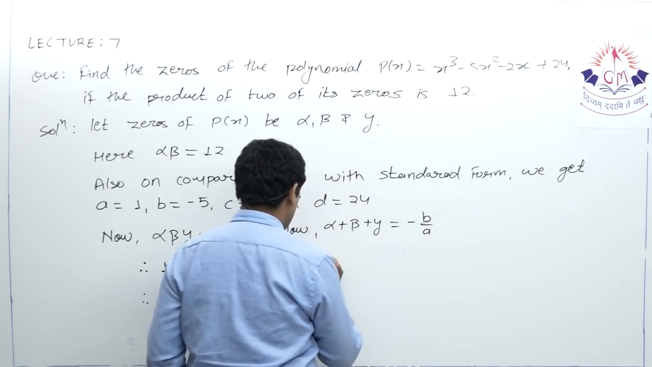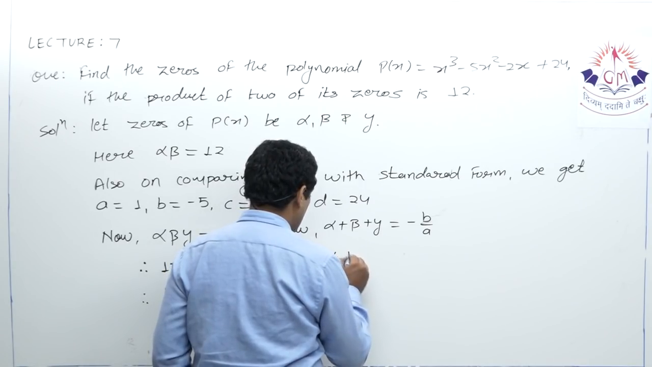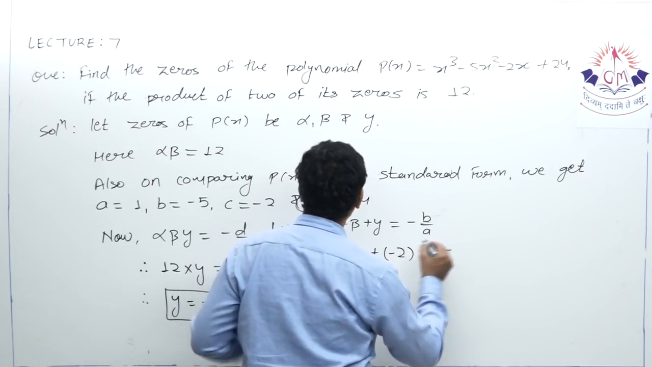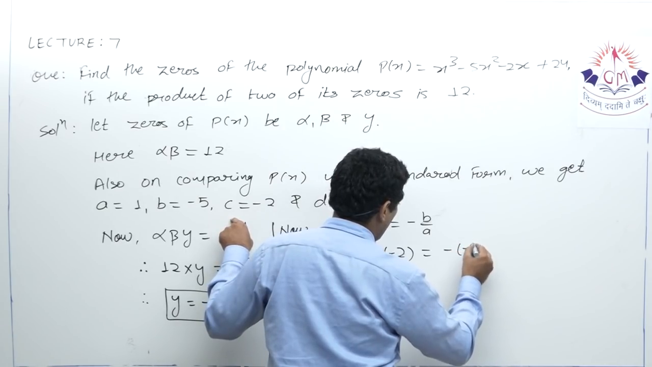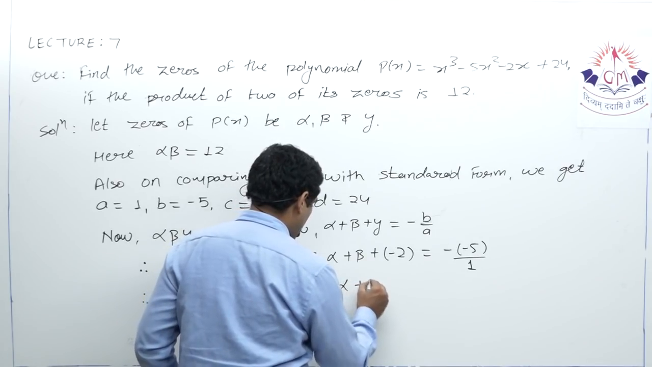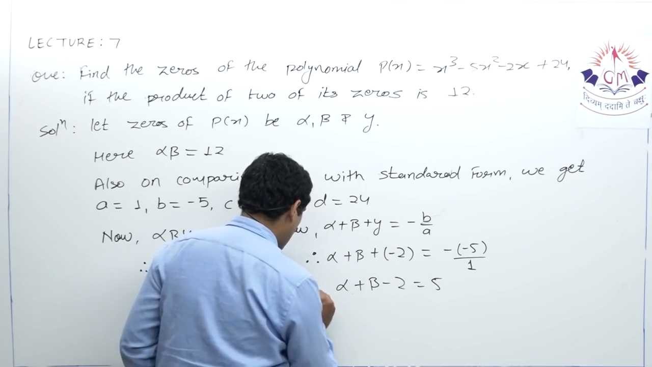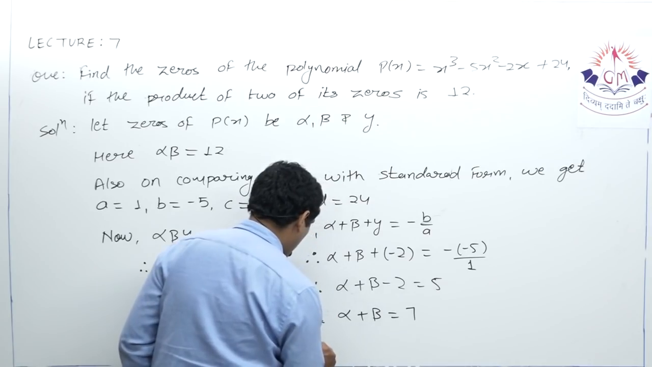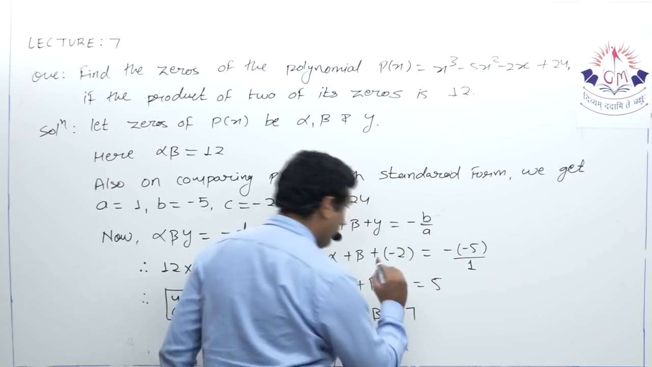Okay, so therefore I can say alpha plus beta plus minus 2. Now what is the value of b? It is minus 5. Minus of minus 5. A is 1. So here alpha plus beta minus 2 is equal to 5. So ultimately alpha plus beta is equal to 7, or I can conclude beta is equal to 7 minus alpha.